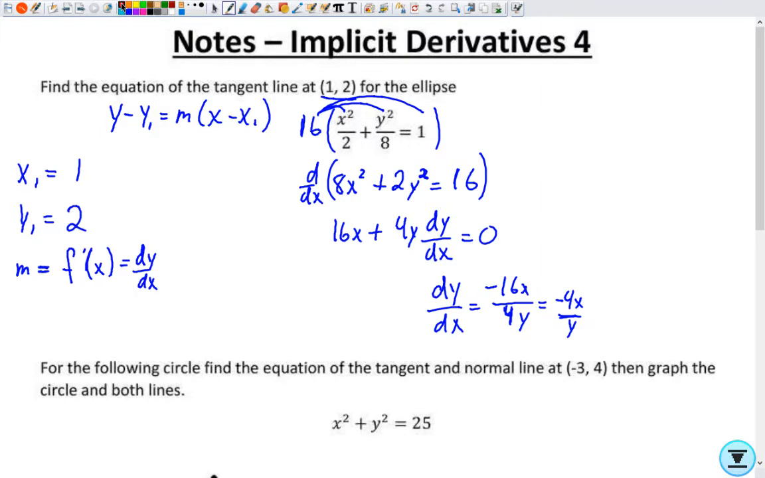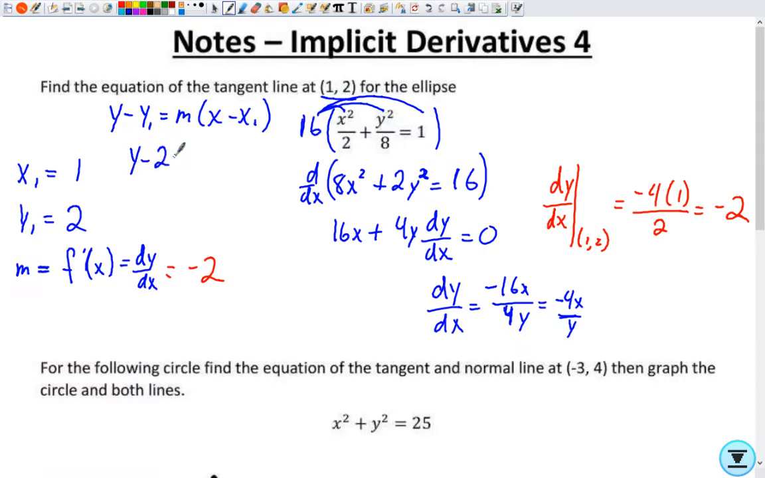But now we need to find the slope at the point (1, 2). So we find dy over dx at the point (1, 2), which means we plug in 1 for x and 2 for y. So we get negative 4 times 1 over 2, which is negative 2. So that's my slope. Now we just plug it in. So y minus 2 equals negative 2 times (x minus 1). And that's our equation of the tangent line to my ellipse at the point (1, 2).